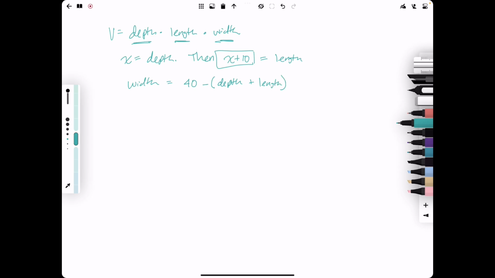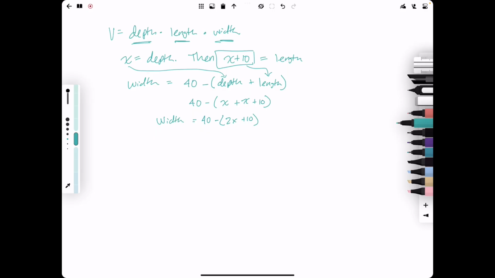And we have expressions for those. Depth is x. Length we just said is x plus 10. So we could say 40 take away x plus x plus 10, that could be 2x plus 10. So 40 take away 2x plus 10, simplifying as we go, and that was my width again.